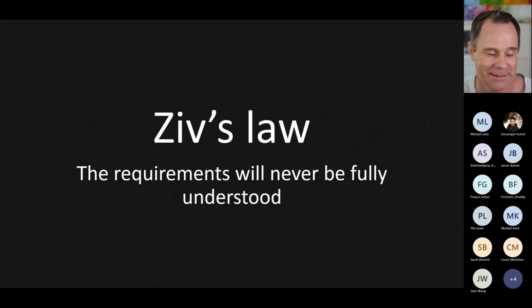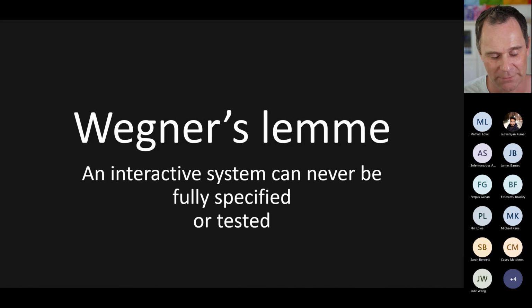Ziv's law: Ziv said that the requirements can never be fully understood when we're building complex systems. Wegner's lemma: Wegner had a similar way of describing it. He said an interactive system can never be fully specified, nor can it ever be fully tested. Always going to find bugs in production.